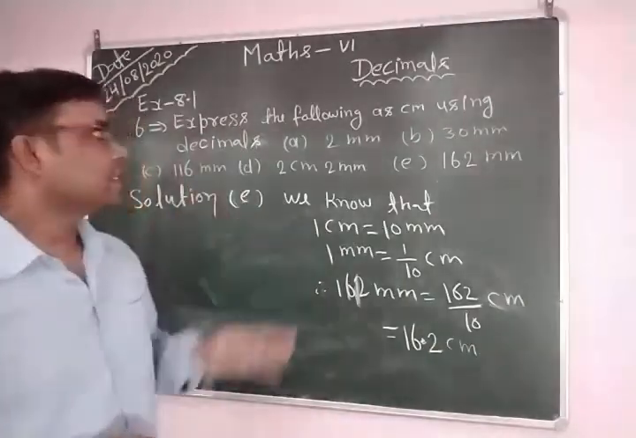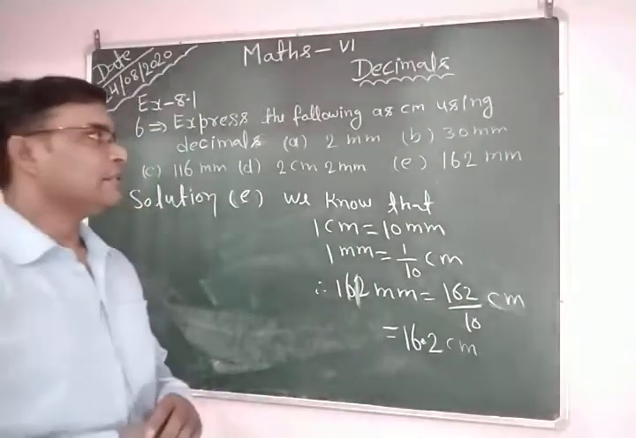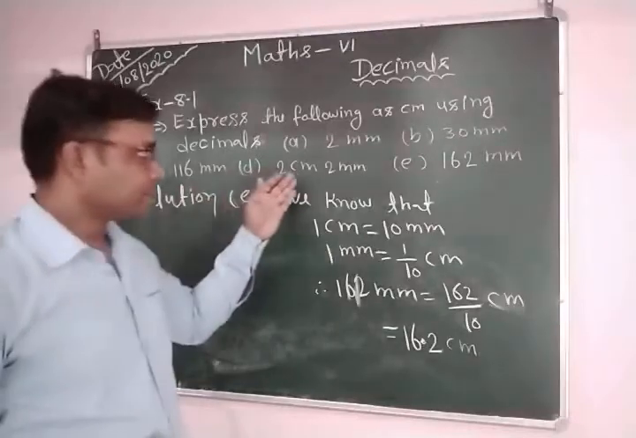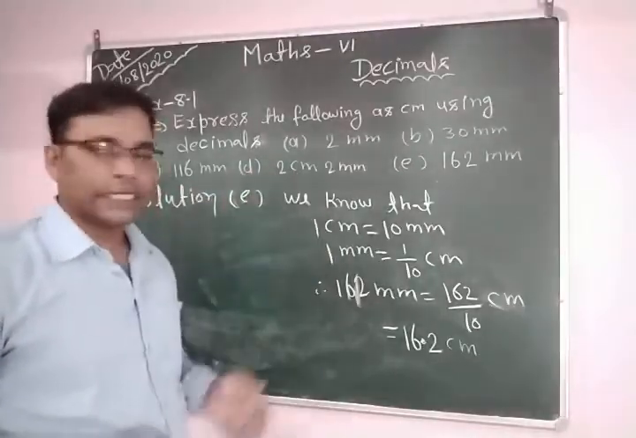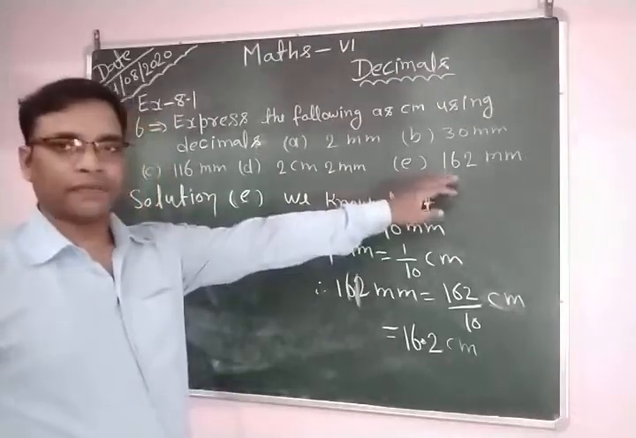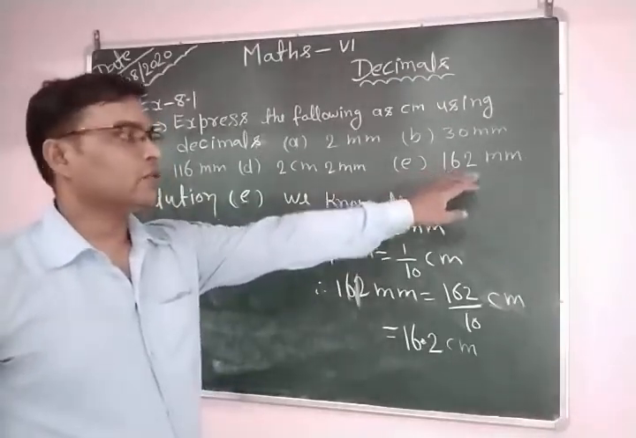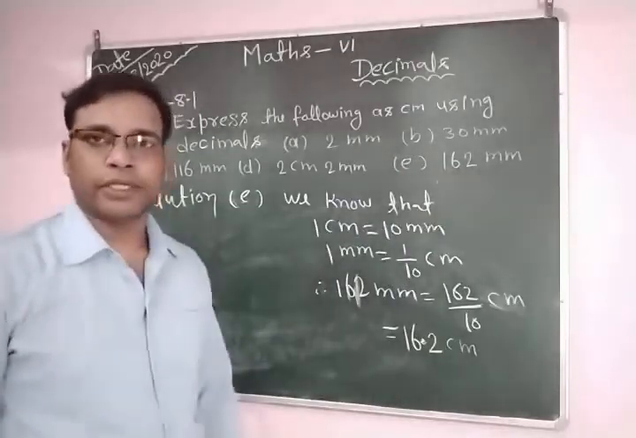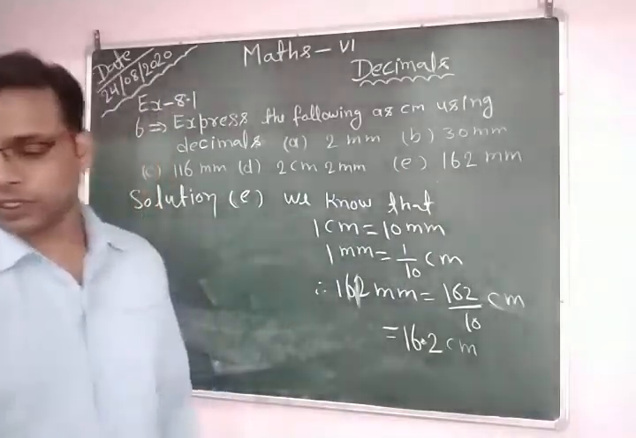Question 6 has expressed the following as a centimeter using decimal. So you can see here we convert each millimeters in centimeters. So in this way you can find 162 millimeter is equal to 16.2 centimeters. So I hope all of you understood this question.